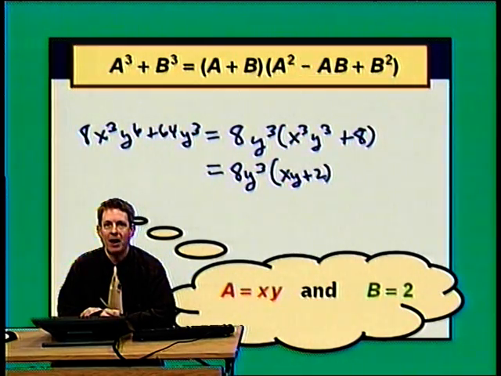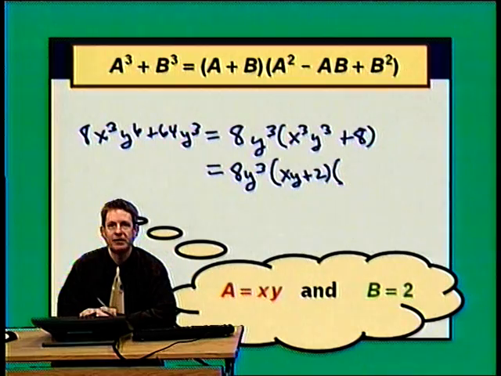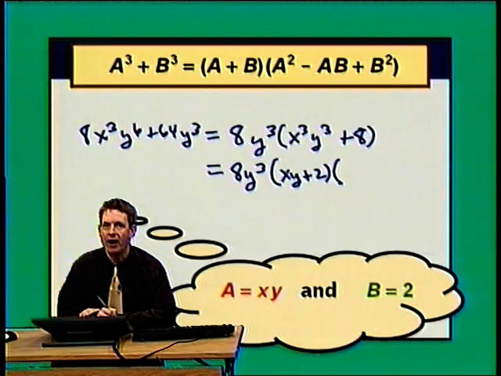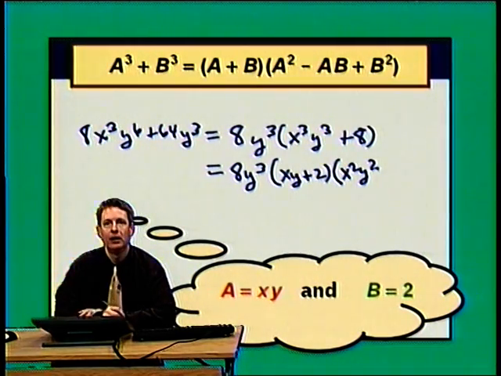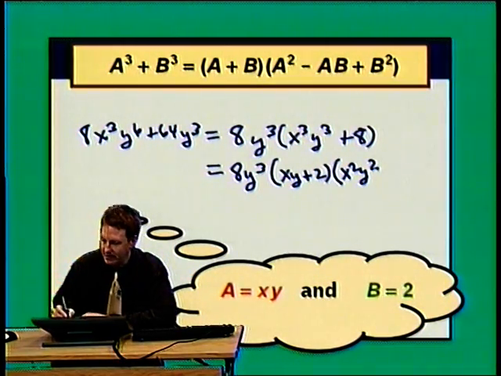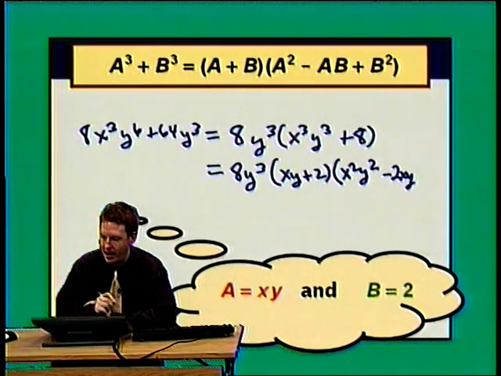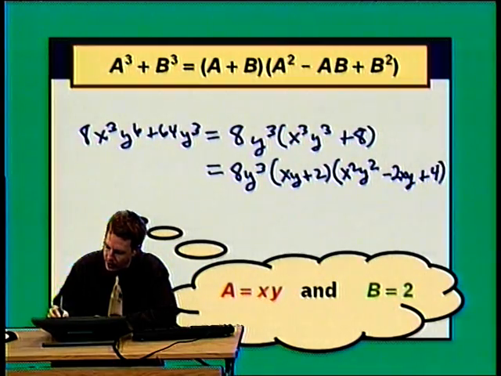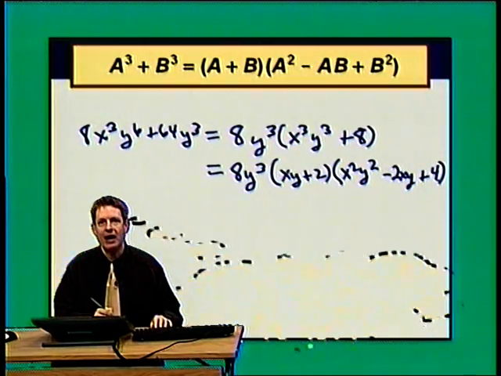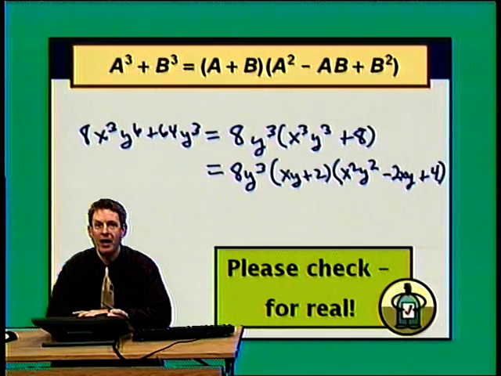My a squared minus ab plus b squared is going to be the quantity xy squared. When I distribute the exponent, I'm going to have x squared y squared. Then I have minus ab. That's minus 2xy. And then I have plus b squared. That's plus 2 squared, which is 4. And once again, you really do need to go ahead and expand out this supposed factorization and see that it does indeed result in 8x cubed y to the 6 plus 64y cubed.